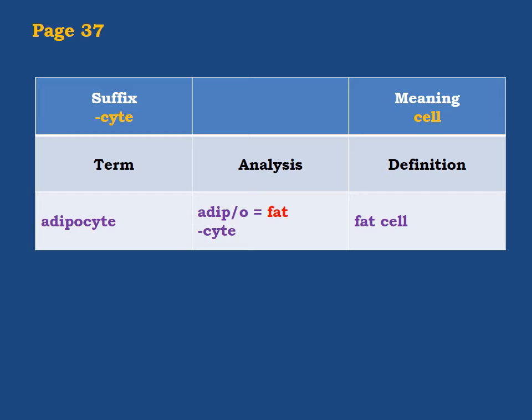Now, let's see the next suffix. It is cyte, and it means cell. Now, the term here we have is adipocyte. Adip is a root, and it means fat, and cyte, cell. Now, we can say fat cell or a cell of fat. Yeah, so both are acceptable. Now, in the following slide, we will see the pronunciation.